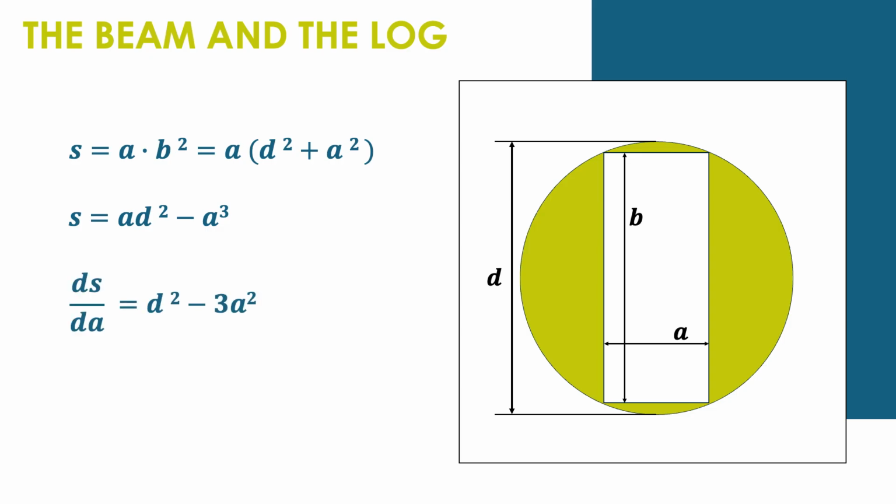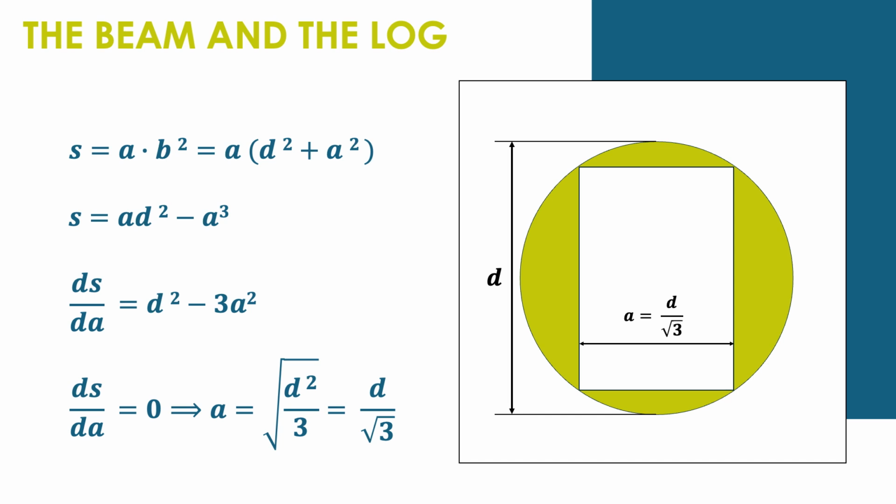Now we must apply some calculus to compute the first derivative. This means dS over dA is D squared minus 3A squared. And if we look at the points where dS over dA is equal to 0, what we have is A equal to D over the square root of 3. We can check that this is a maximum, and if we check the second derivative, we see that it is negative. So QED. Our approach gave us the optimum, so we know that we can't have any better beam out of this log.